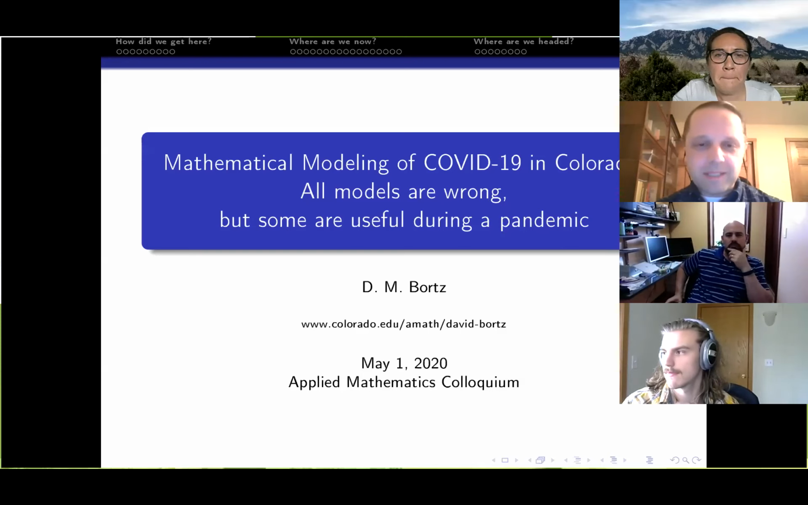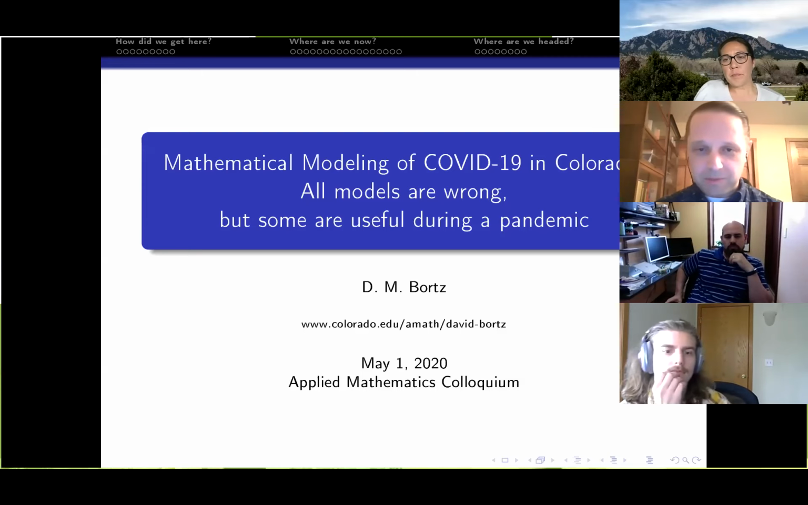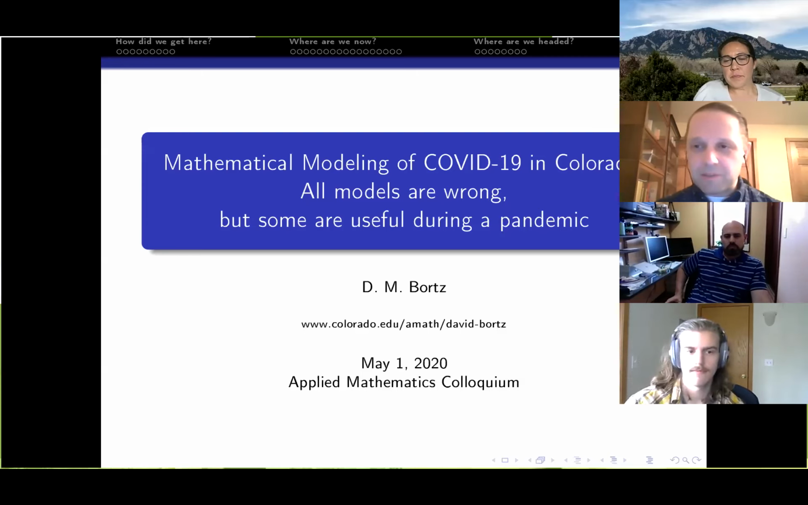So basically, the title here is modeling the COVID-19 in Colorado. The reason I chose this title is "all models are wrong, but some are useful." There's a well-known quote by a statistician, George Box, from several years ago: all models are wrong, but some are useful.